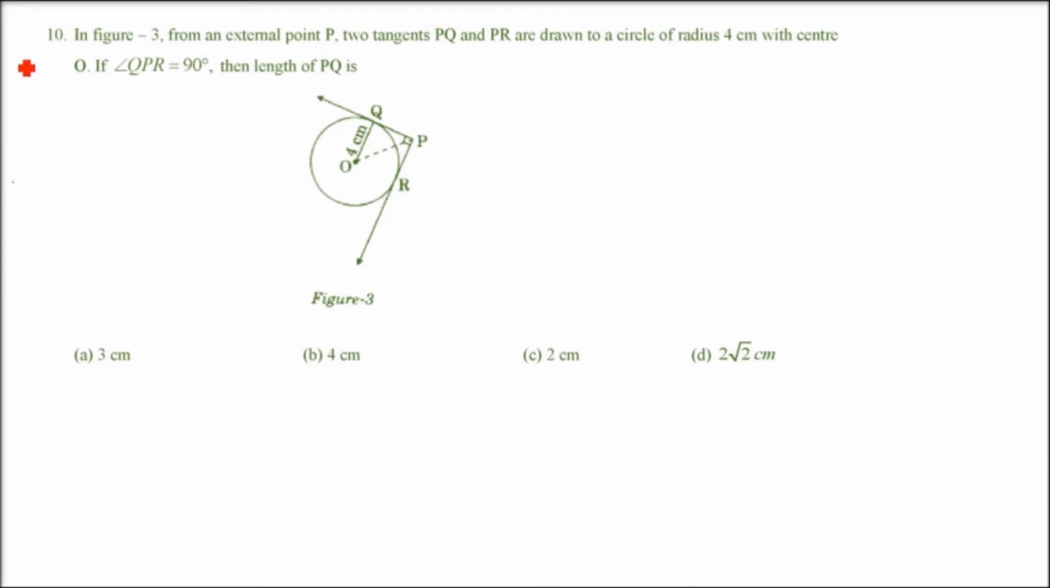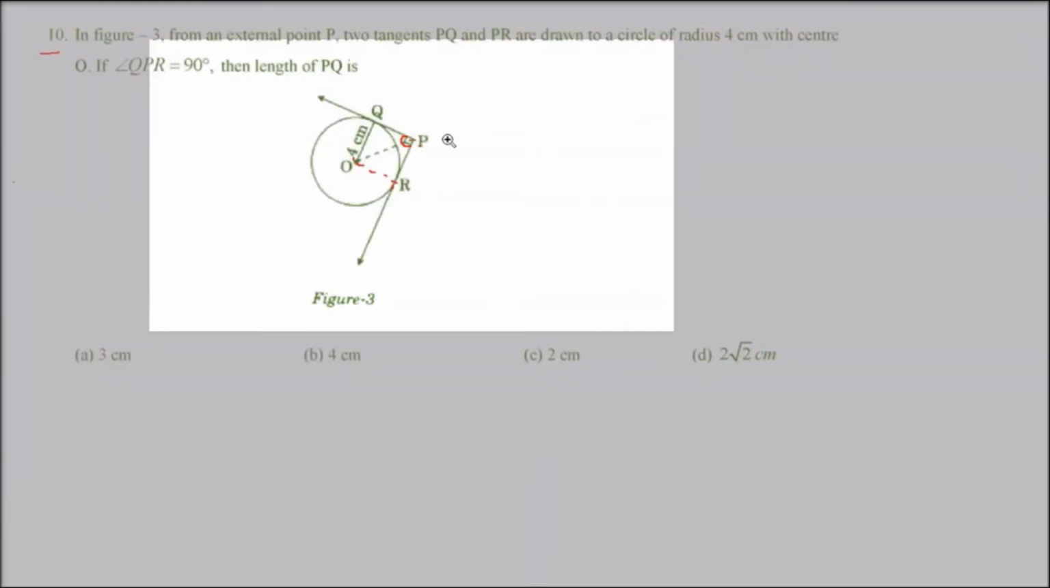In figure 3, from an external point P, two tangents PQ and PR are drawn to the circle of radius 4, and this angle is given as 90 degrees. Let us join this. Now what we are going to do, we have to find out the length of PQ.